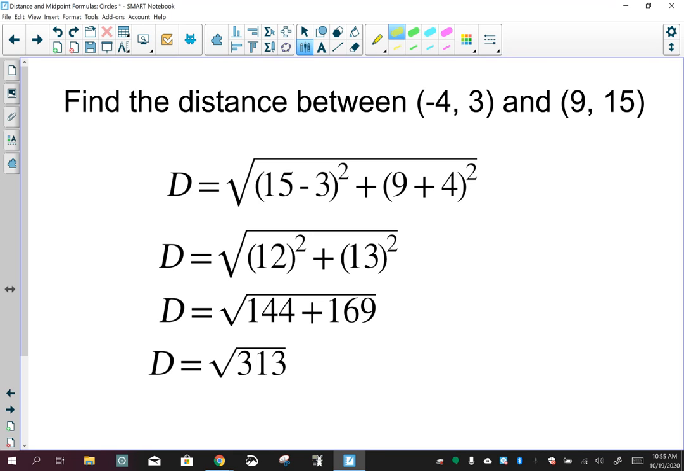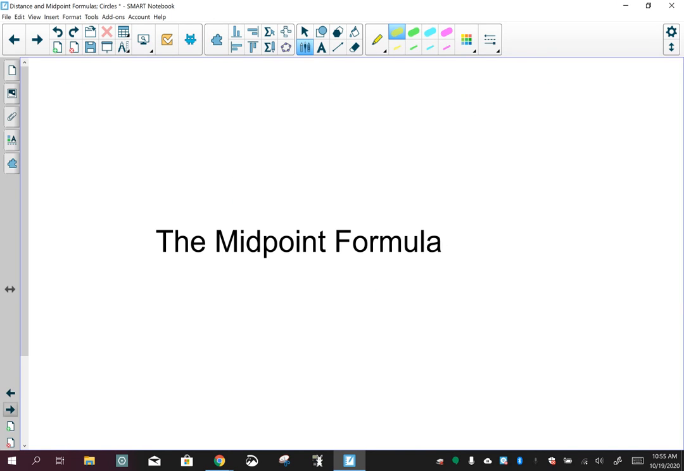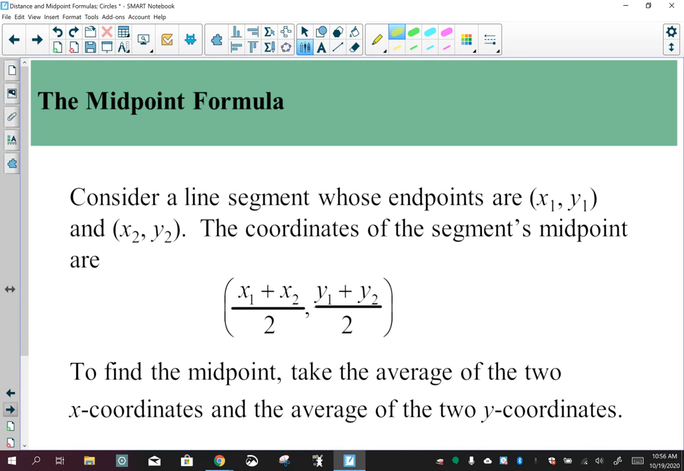All right. Now, moving on, let's talk about the midpoint formula. For the midpoint formula, again, you're going to be given 2 points. What you're going to do is add your x values together and divide that by 2, and add your y values together and divide that by 2. That's going to give you the midpoint of your line segment. So basically what you're doing is taking the average of the 2 x coordinates and the average of the 2 y coordinates. So add, divide by 2, add, divide by 2. Let's take a look-see.